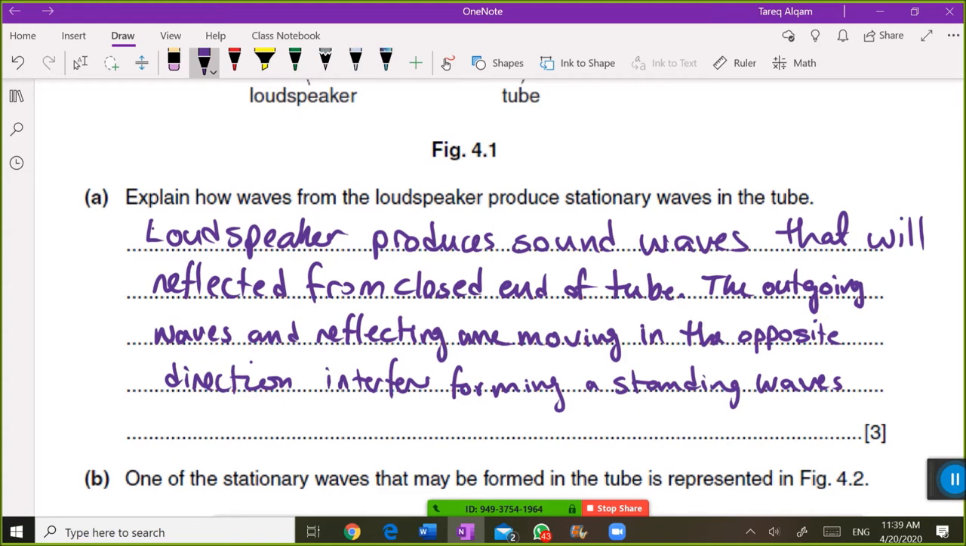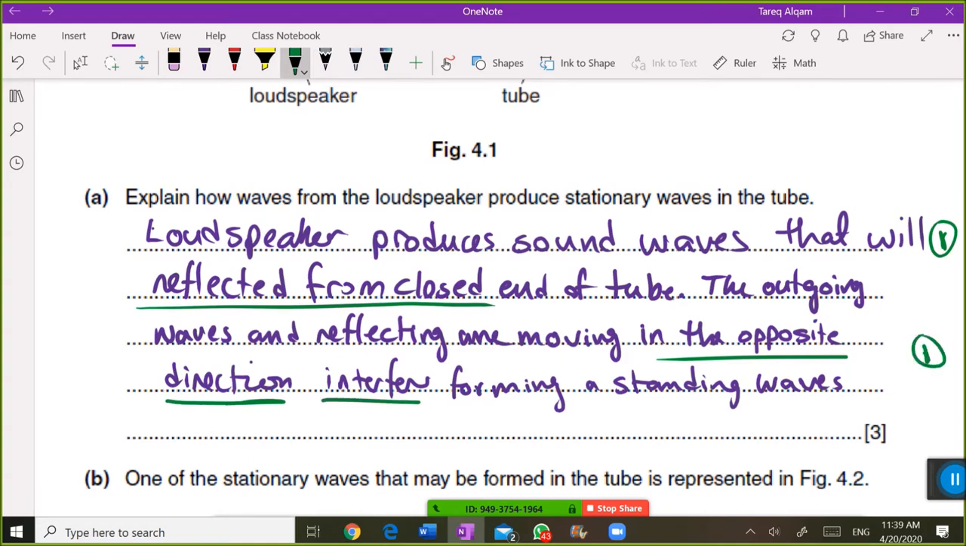Okay, so this is frequently asked. For the distribution of the marks, guys: here, the loudspeaker produces sound waves that will be reflected in the opposite direction, which has a mark. Reflected from the closed end in the opposite direction has a mark. They interfere, which is the third mark. Any question, guys, here?